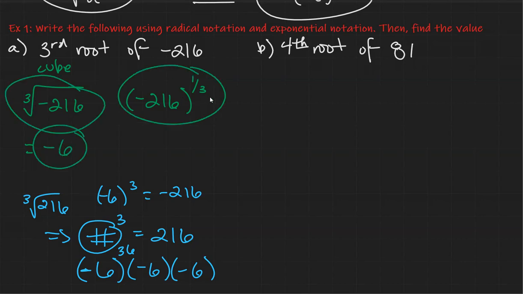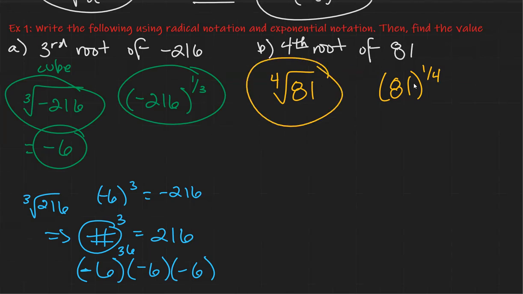Okay, cool. Let's try the next one. 4th root of 81. Let's write it both ways. 4th root of 81. That's our radical notation. And then 81 to the 1/4 power. Okay, so that's written in the different notations. Remember, those are equal. They look different, but it's quite the same thing.